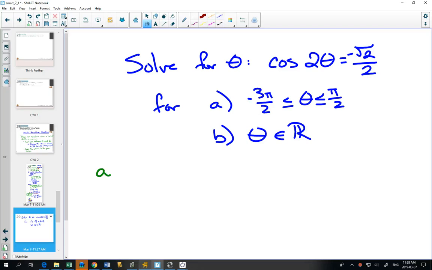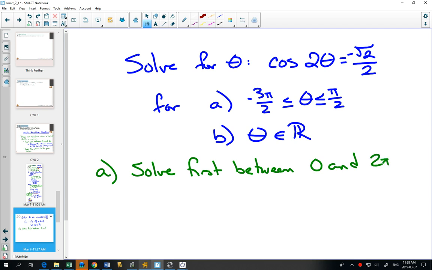So for A, we're going to solve first just once around the circle from 0 to 2 pi. So if I did that, my theta is between 0 and 2 pi. Then 2 thetas would be between 0 and 4 pi. Twice around this circle, which makes it a multi-revolution question.